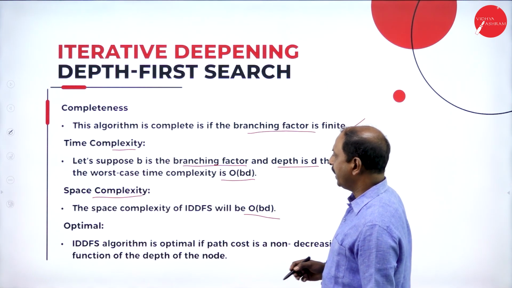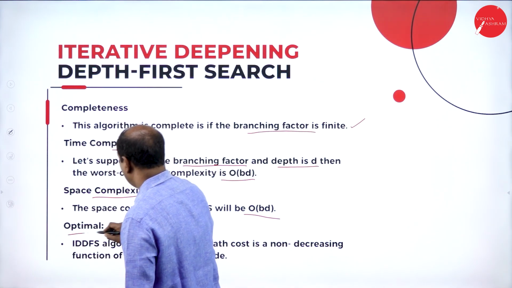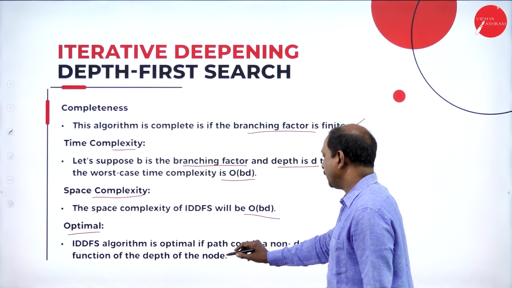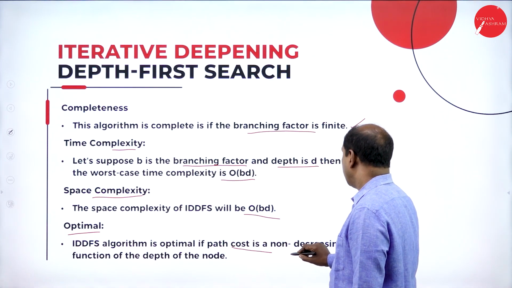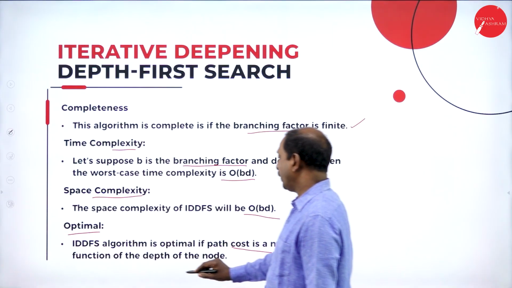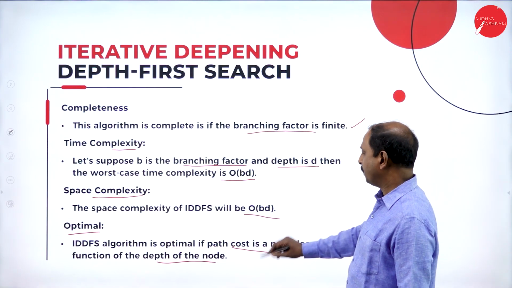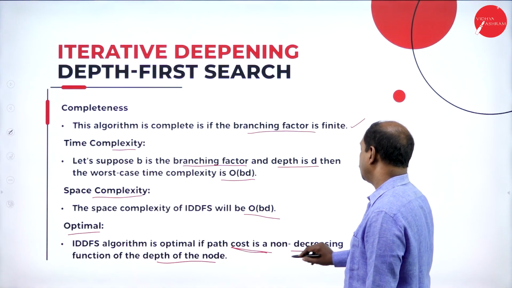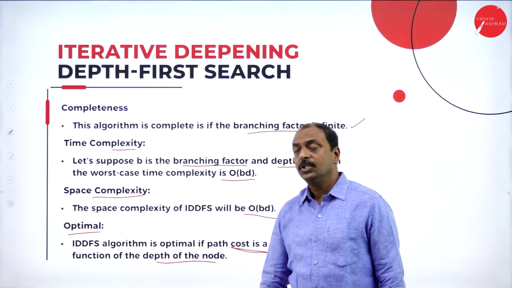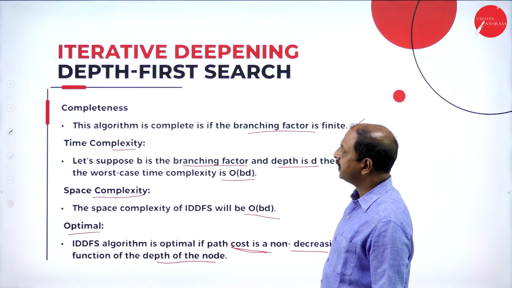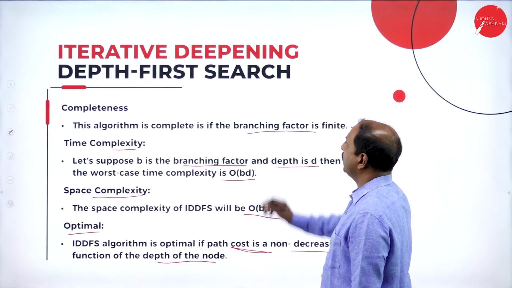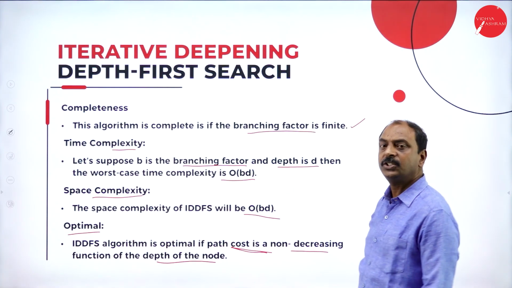Now, to say whether it is optimal or not: it is optimal if the path cost is a non-decreasing function of the depth of the node. So it is optimal only if the path cost is not decreasing. These are all the factors to consider for the iterative deepening depth first search algorithm.